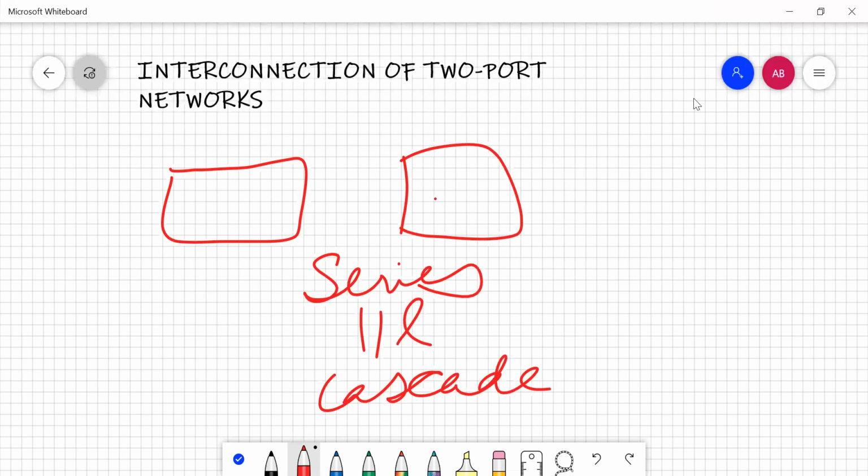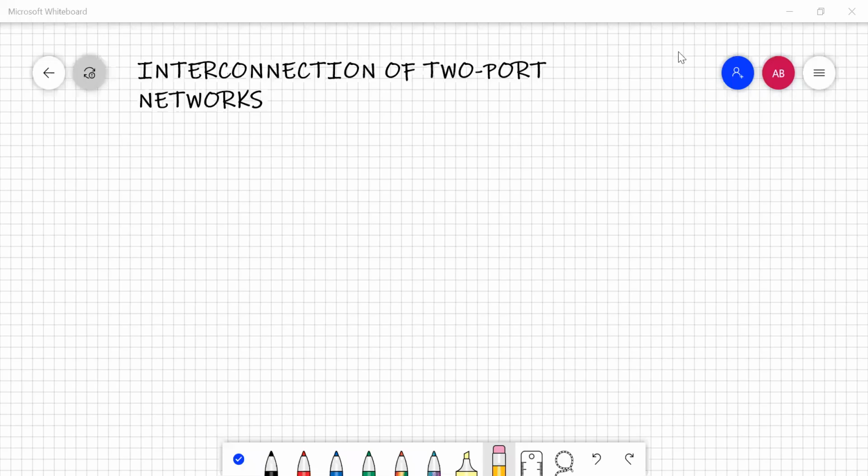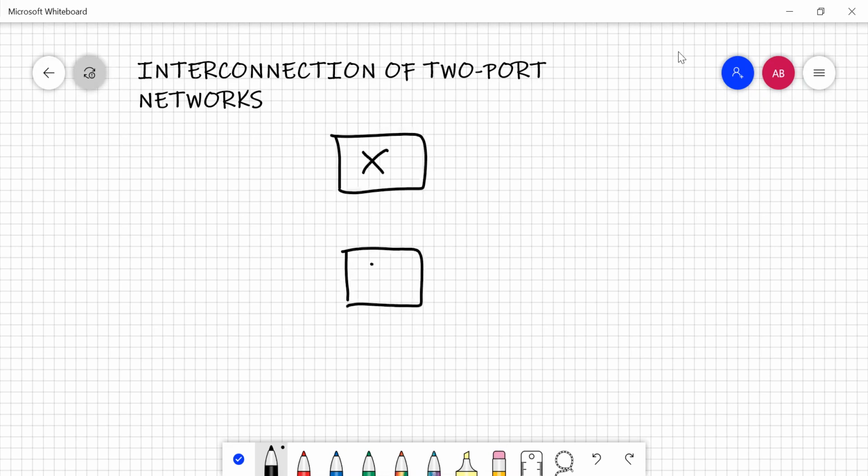So now, firstly, we are going to go for the series connection of the two-port networks. Let's say we have two-port networks X and Y, and they are connected in series. You can be given in the exam the question of write a short note on the interconnection of two-port networks. So you have to make the diagram also in series as well as in parallel and in cascade, and then you have to derive the parameters also.